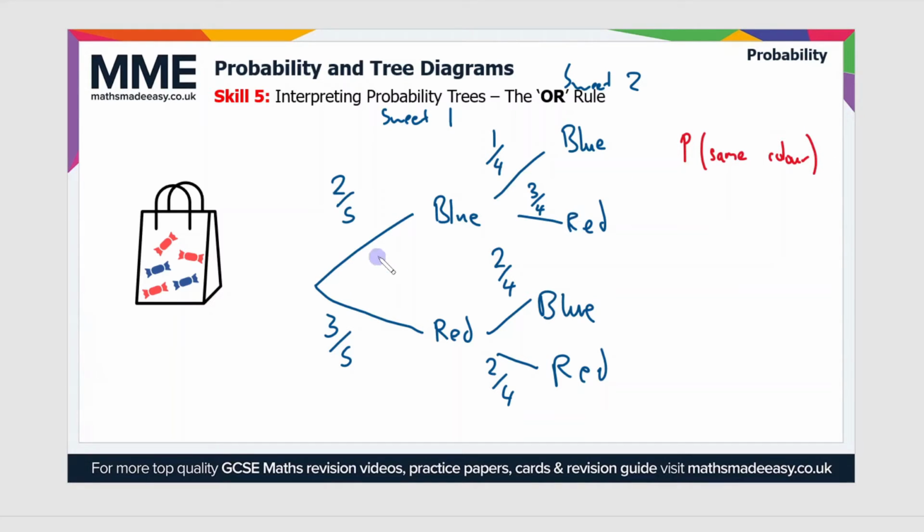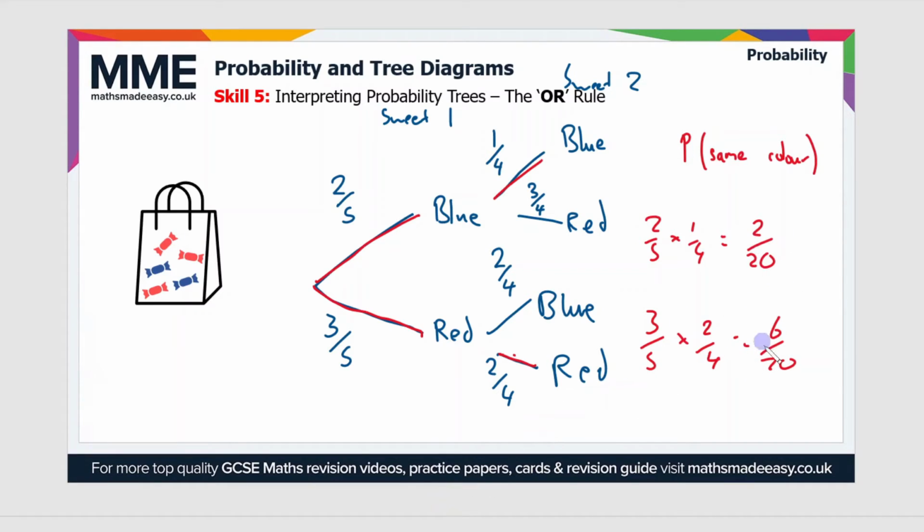Now there are 2 ways that this can happen. It can either be blue and then blue again, or it can be red and then red again. So let's just work out these probabilities. So probability that it's blue then blue is 2/5 times 1/4. So that is 2 out of 20. And then the probability that it's red and then red is 3/5 times 2/4. So that's 6 out of 20.